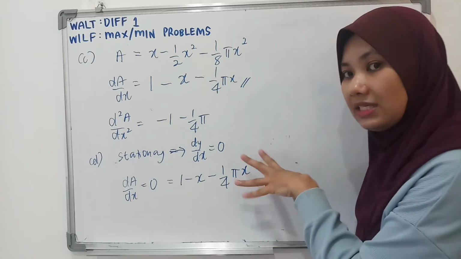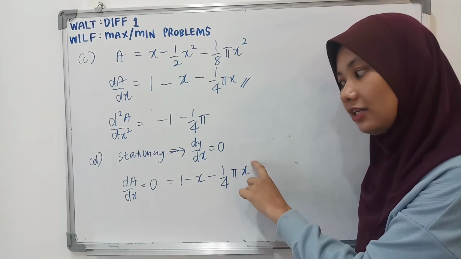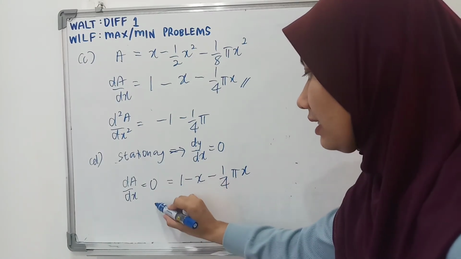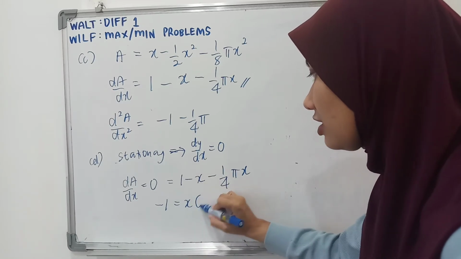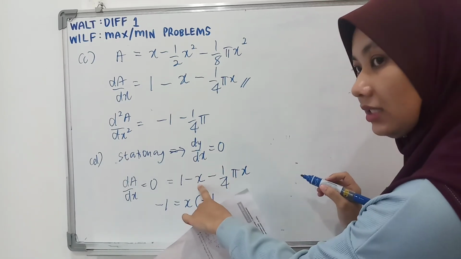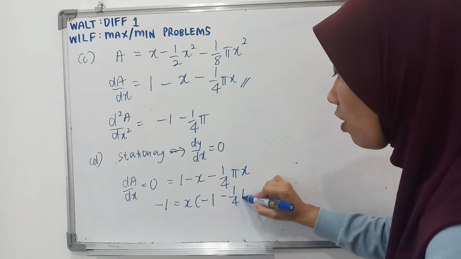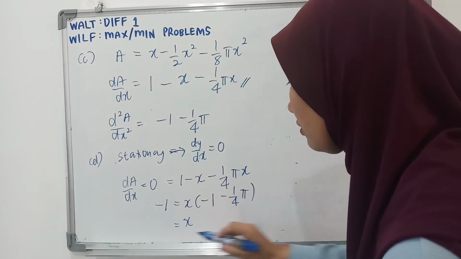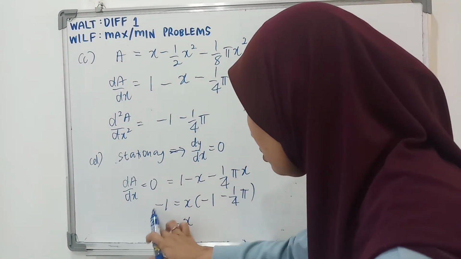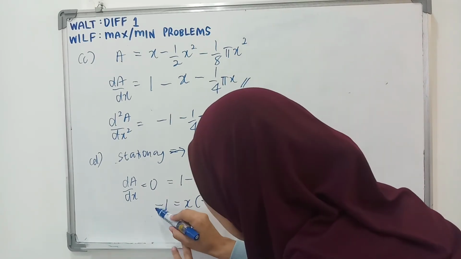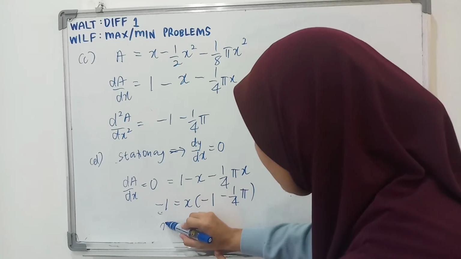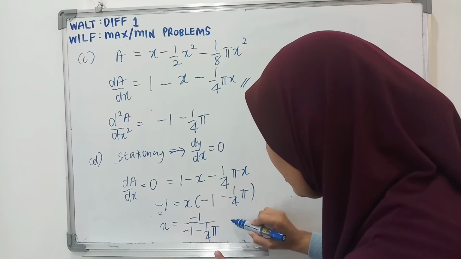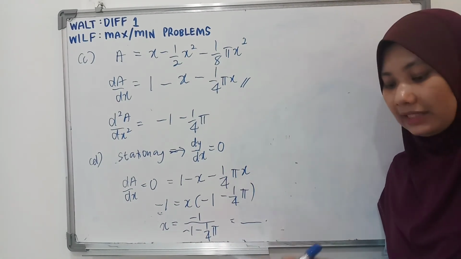So this is just a maths problem. How do we leave x alone? We have x, you factorize x. So I take 1 to this side, negative 1 equals x factorized. You will get negative 1 from here, minus 1 over 4 pi, close the bracket. So now your x is just equal to negative 1, I change side, negative 1 over negative 1 minus 1 over 4 pi. Use your calculator, get the value. Press your calculator only. Okay?